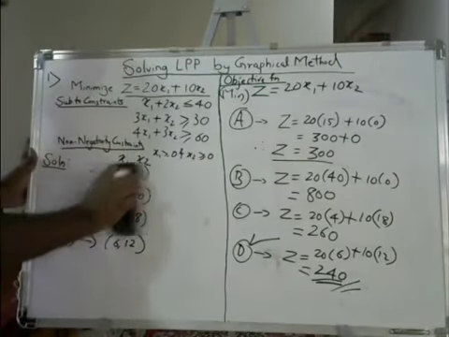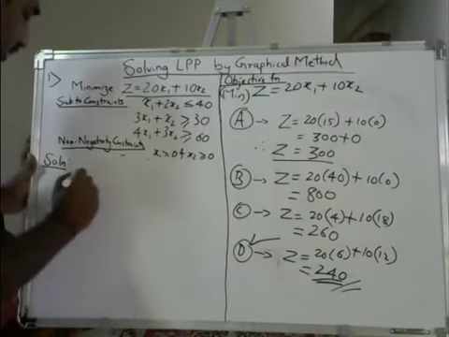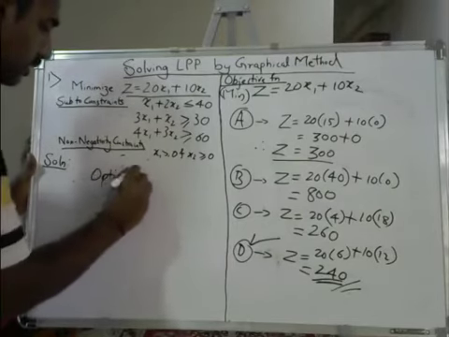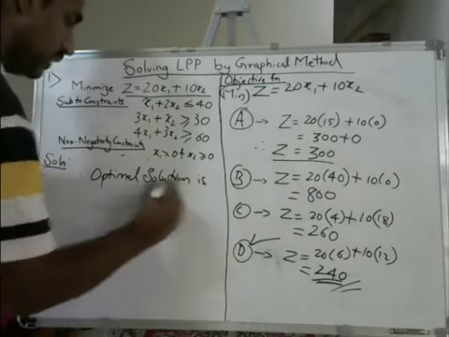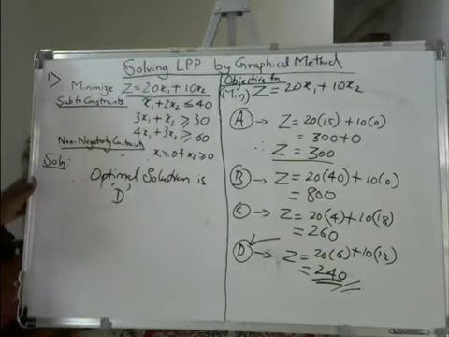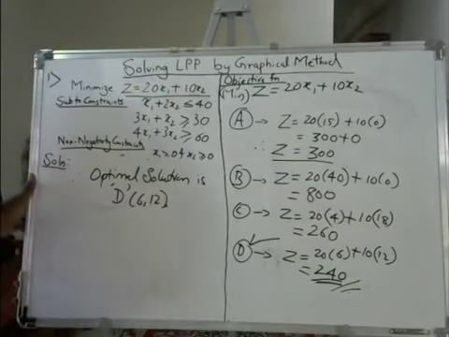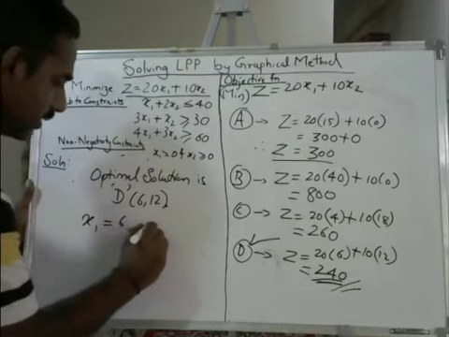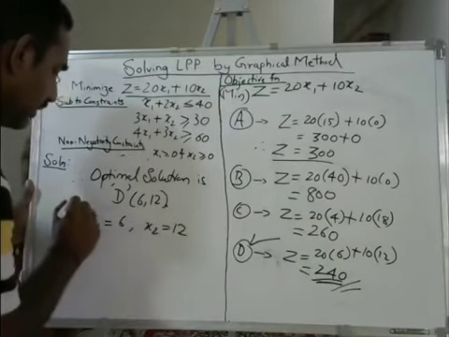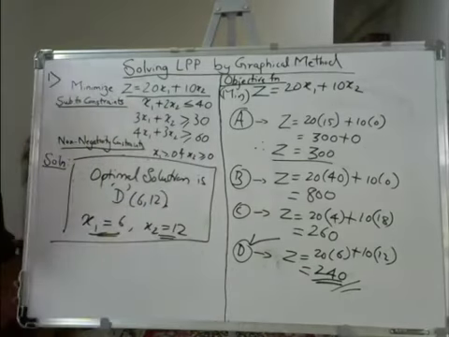That means that the optimal solution is D. And since the minimum value of Z occurs at D, that is D (6, 12), therefore the optimal solution is x1 should be 6 and x2 should be 12. Okay, this is your answer.